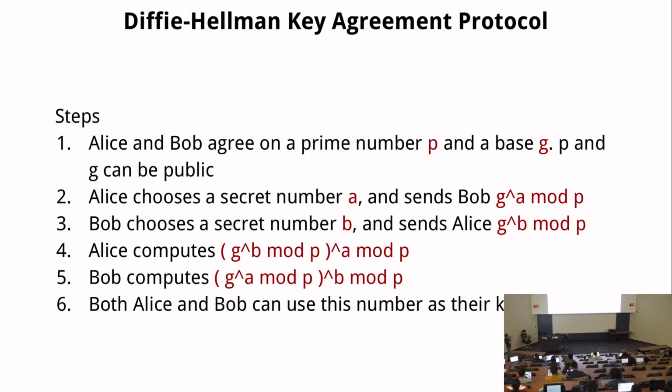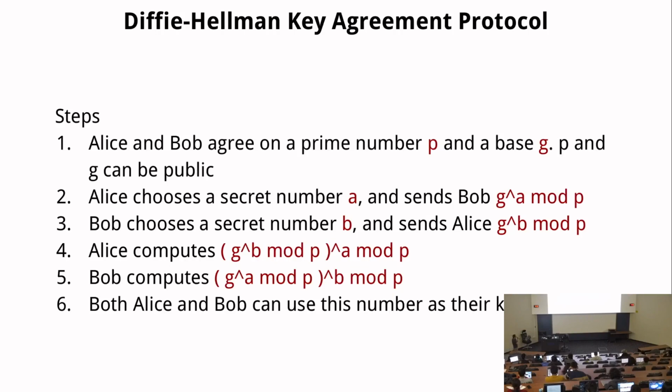And mathematically, those two numbers, those two formulas, they equal each other. They get to the same number, okay? So that number, both Alice and Bob will use as the key.